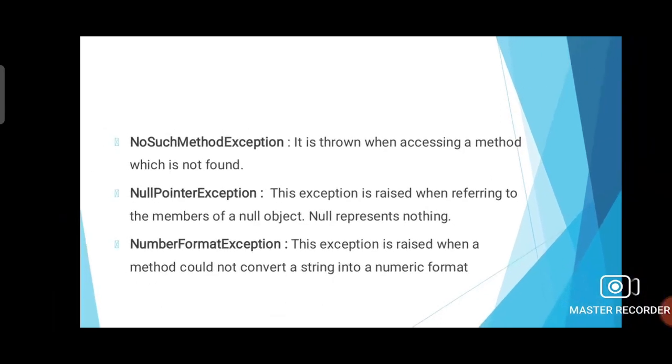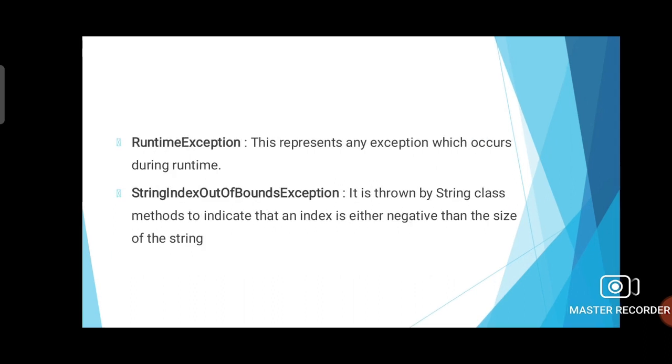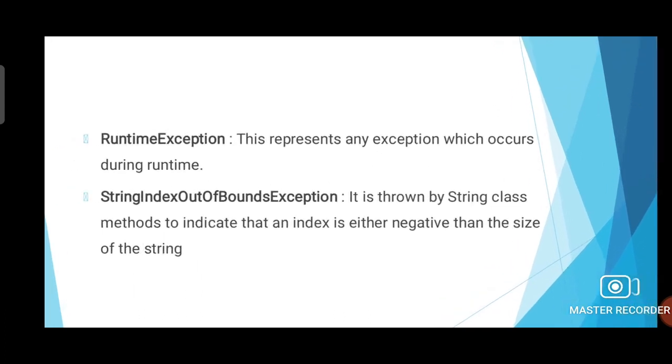Null pointer exception. This exception is raised when referring to the members of a null object. Number format exception. This exception is raised when a method could not convert a string into number format. So this is the error situation happening during type conversion. If the string cannot be converted into numeric format, this exception will be helpful. Runtime exception. This represents any exception which occurs during the runtime.